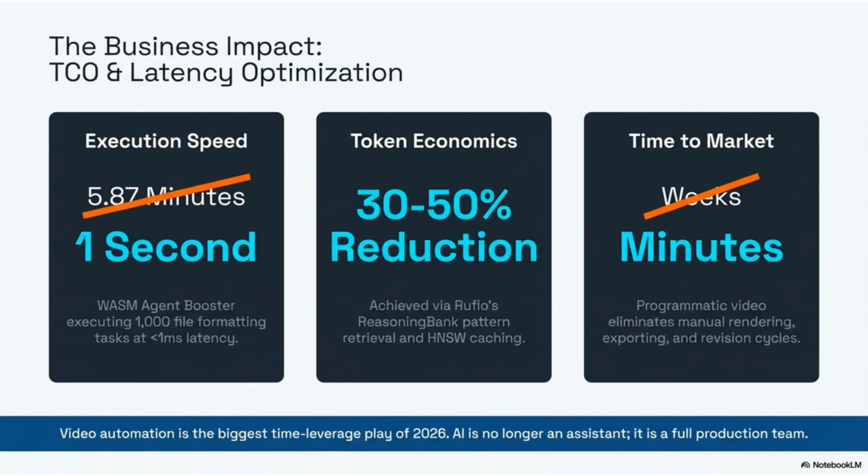The business impact is significant TCO and latency optimization. Execution speed improves from minutes to 1 second. Token economics see a 30 to 50% reduction. Time to market goes from weeks to minutes. AI is now a full production team.